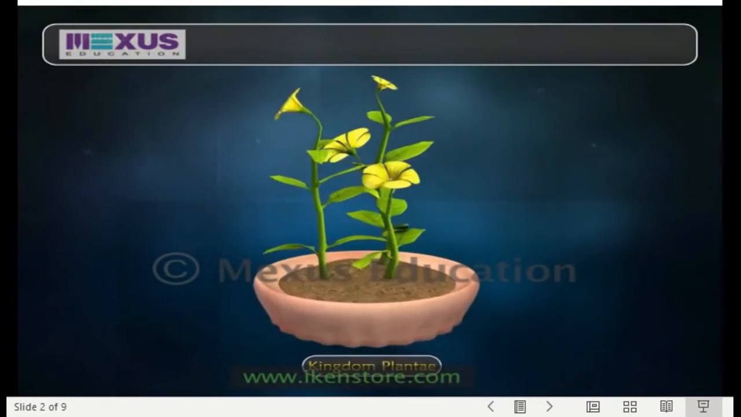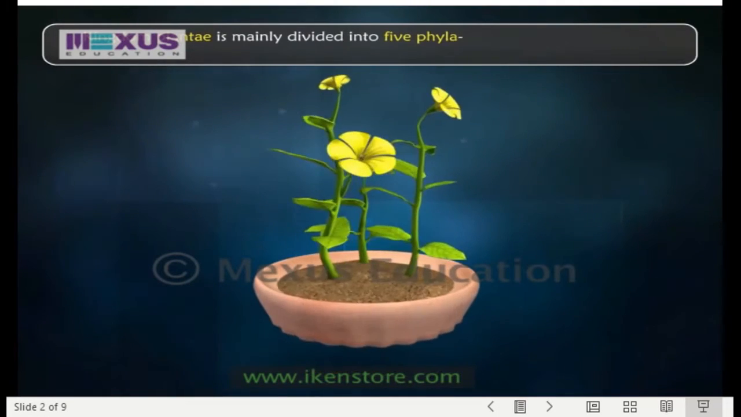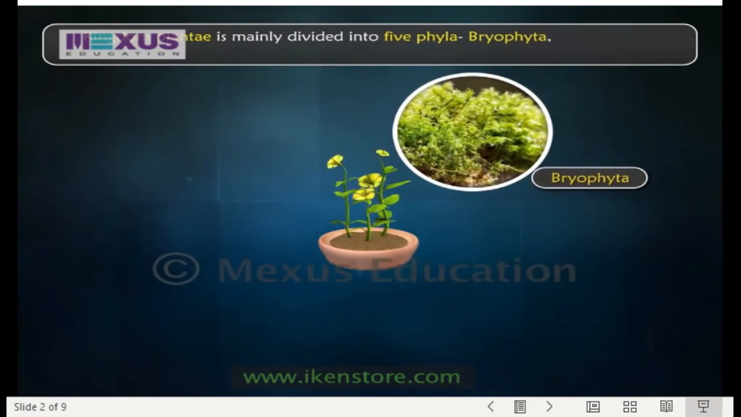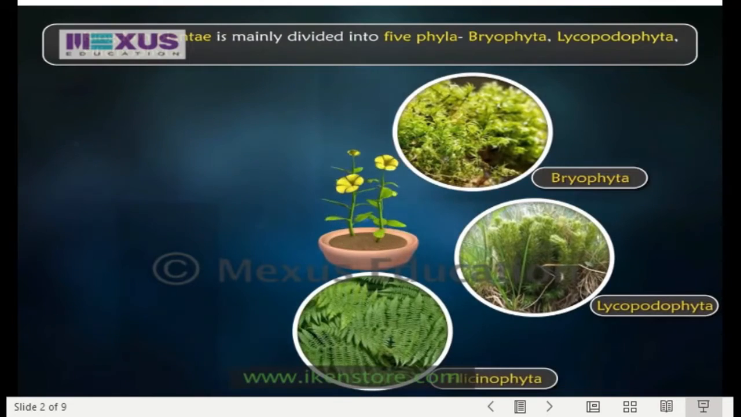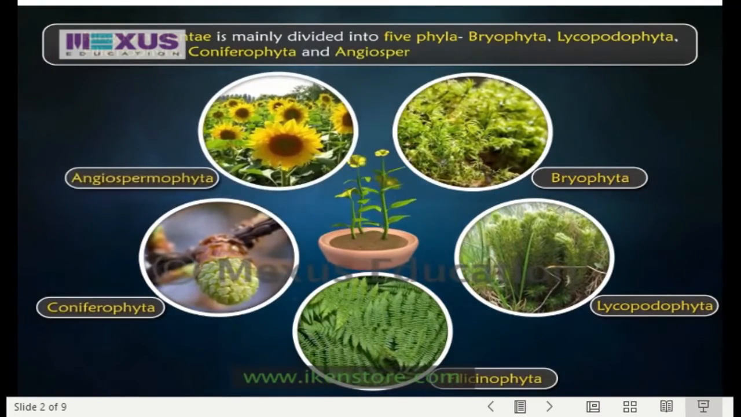Kingdom Plantae is mainly divided into 5 phyla: Bryophyta, Lycopodophyta, Filicinophyta, Coniferophyta, and Angiospermophyta.